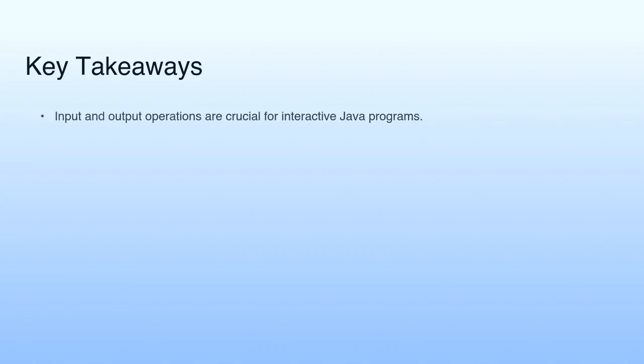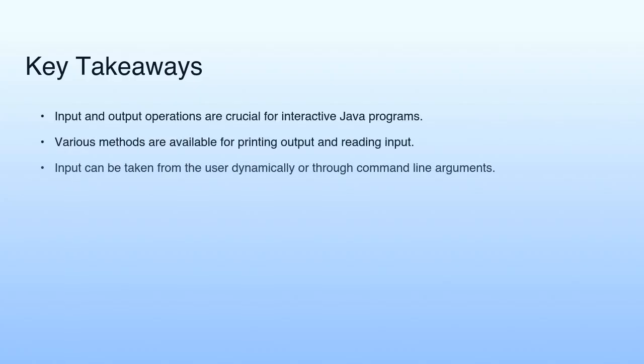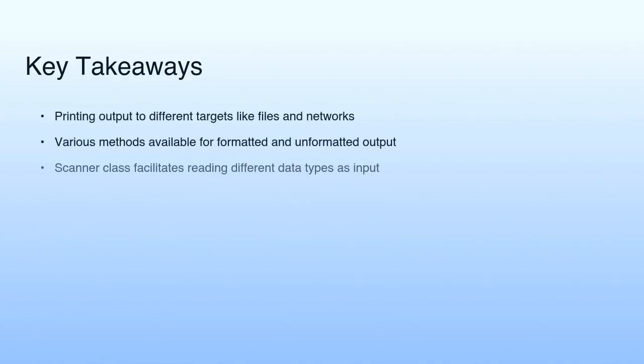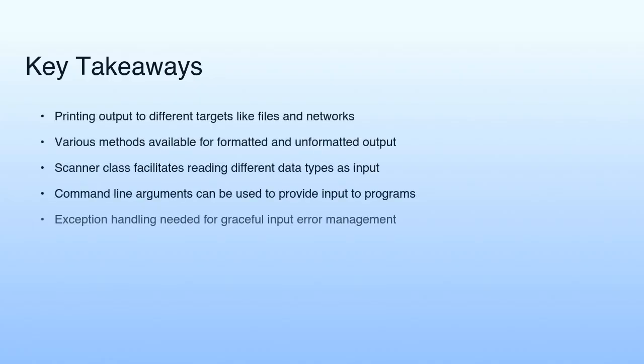Input and output operations are crucial for interactive Java programs, with various methods available for printing output and reading input. An input can be taken from the user dynamically or through command line arguments. Printing output to different targets like files and networks is possible, with various methods available for formatted and unformatted output.